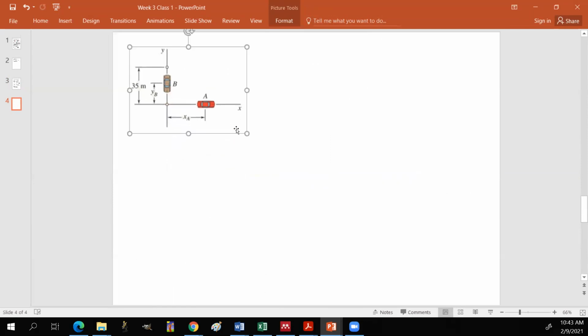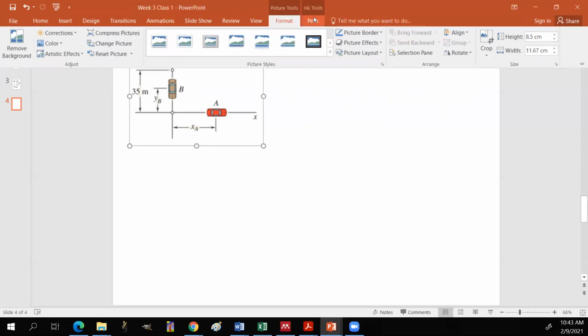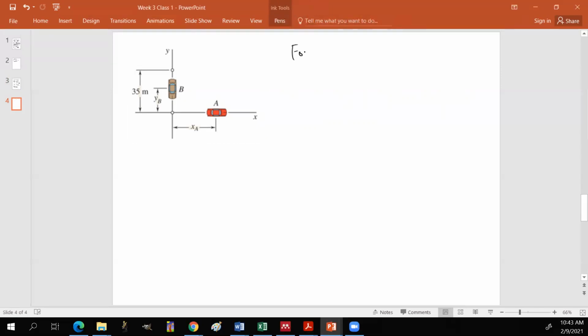All right, so now moving on to B, I know my B has a downward acceleration, right? Guys, we're going to go slightly over time. I apologize, but I just want to finish this problem, if that's all right with you guys.